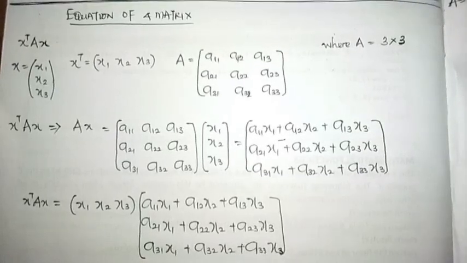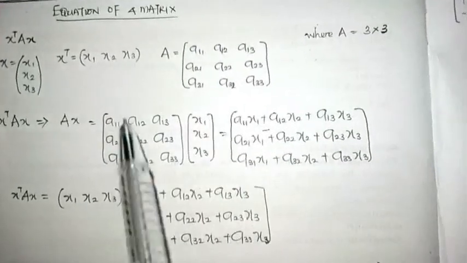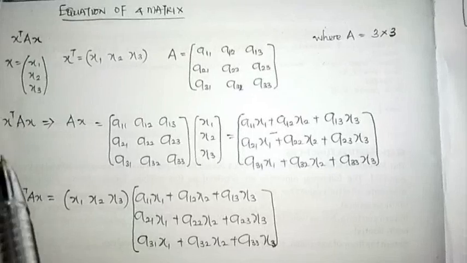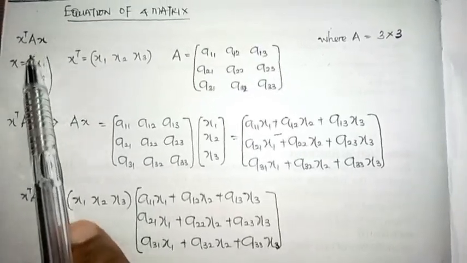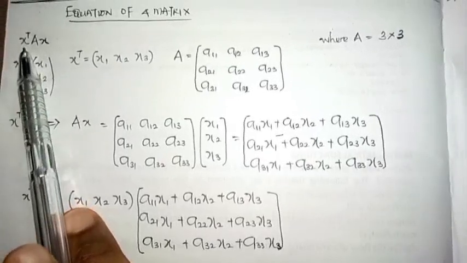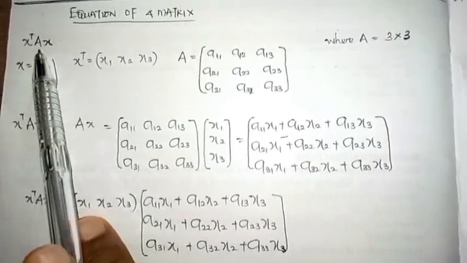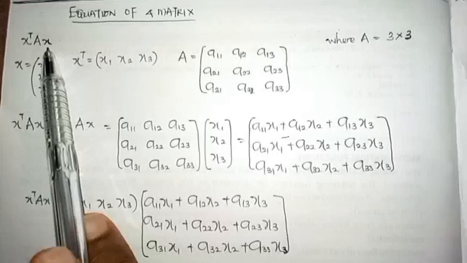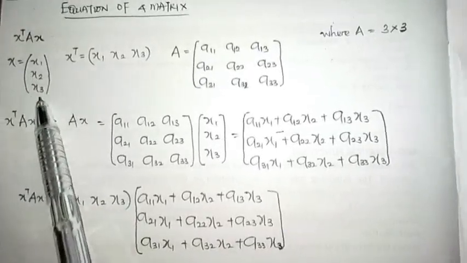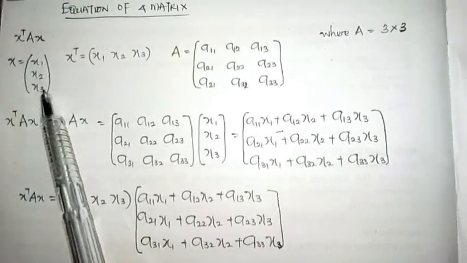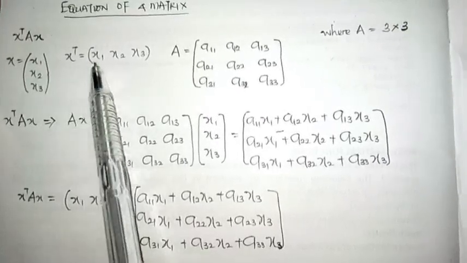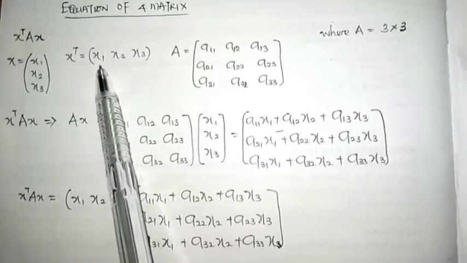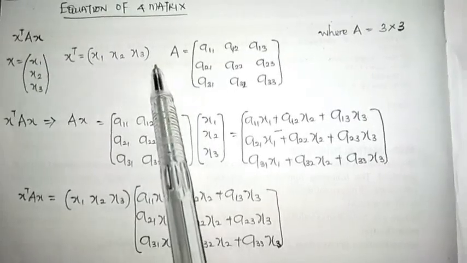Hi, you're welcome. Today we'll be looking at the equation of a matrix, and the general formula for finding the equation of a matrix is always given by the transpose of x multiplied by the matrix A multiplied by x itself. So here we are representing x by x1, x2, x3, which is a 3 by 1 matrix, while the transpose of x will be a 1 by 3 matrix, x1, x2, x3.